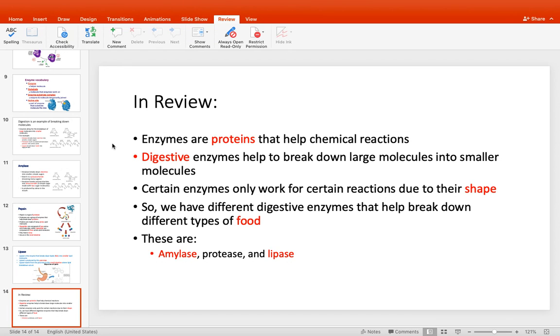The three digestive enzymes we have discussed are amylase, which occurs in the mouth and breaks down carbohydrates, protease, which occurs in the small intestine and breaks down proteins, and lastly, lipase, which also occurs in the small intestine and breaks down fats.